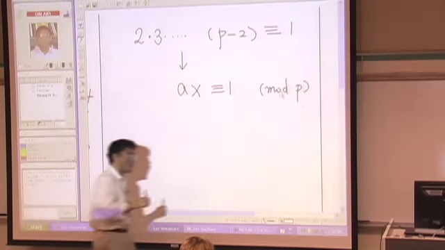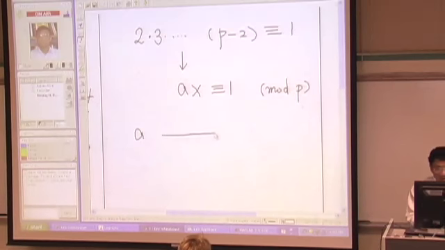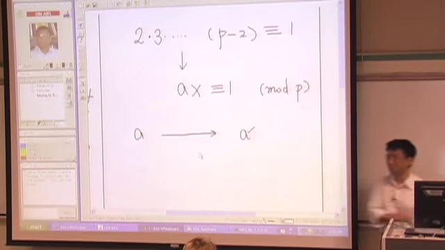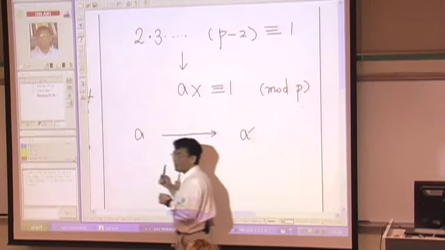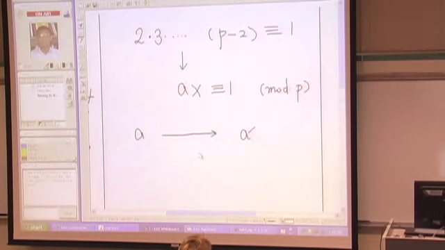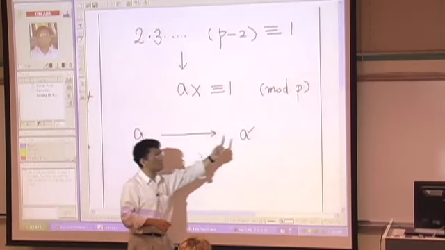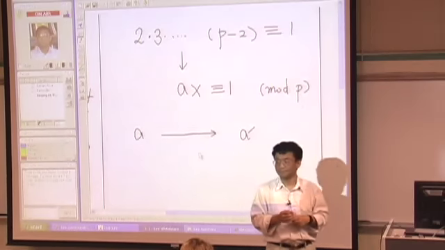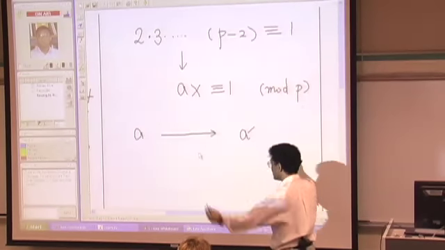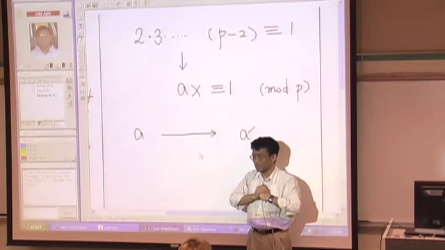In other words, if we pick A, then we can find some number A prime. That A prime is some number between 2 through P minus 2. That is the one that I will show. But first of all, will there be a chance that these two numbers are the same or not? Will there be a chance that these two numbers could be the same or not? Any chance? You doubt, right?